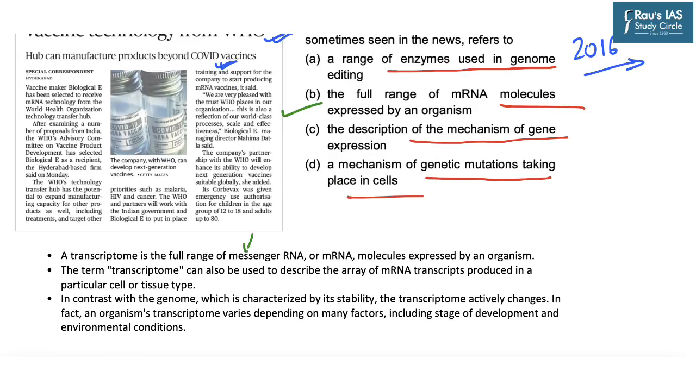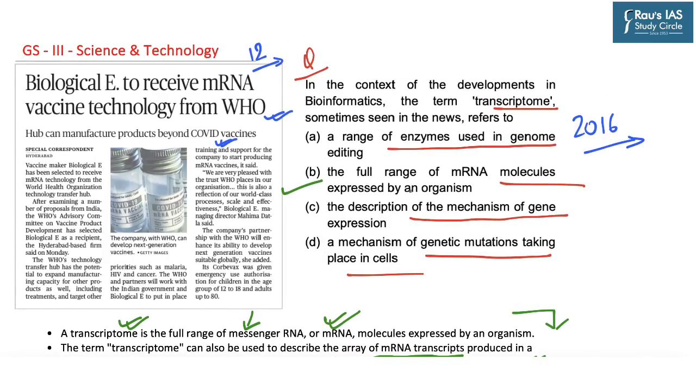And here M refers to messenger RNA. So it says that a transcriptome is the full range of messenger RNA or mRNA molecules expressed by an organism. And this term can also be used to describe the array of mRNA transcripts produced in a particular cell or tissue type. Now it further highlights that in contrast with the genome, which is characterized by its stability, transcriptome actively changes. So transcriptome are not stable. In fact, an organism's transcriptome varies depending on many factors such as stage of development and also environmental conditions. So transcriptome is the full range of mRNA molecules expressed by an organism.